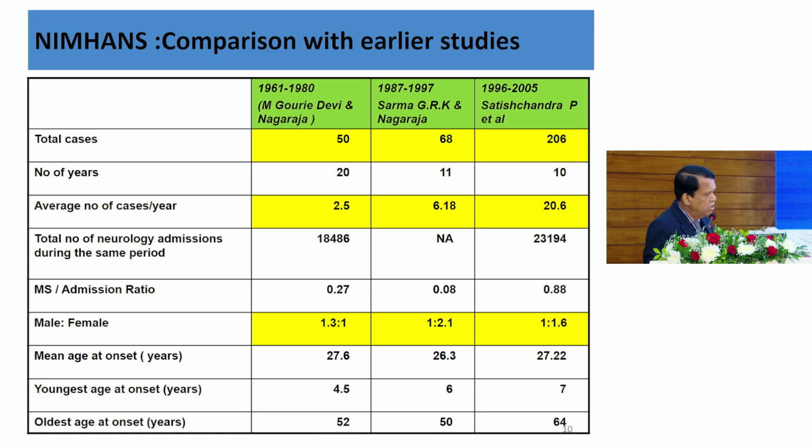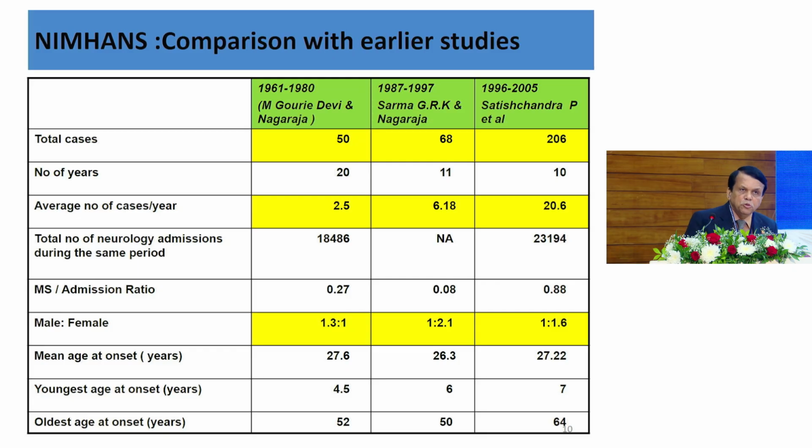Then in the next study, from 1987 to 1997, within the 10-year period, we saw 68 cases, giving rise to a figure of 6.8 per year. But what happened after that? That was the time I took it up, from 1996 to 2005, where we had 206 cases with an average of 20 cases per year.